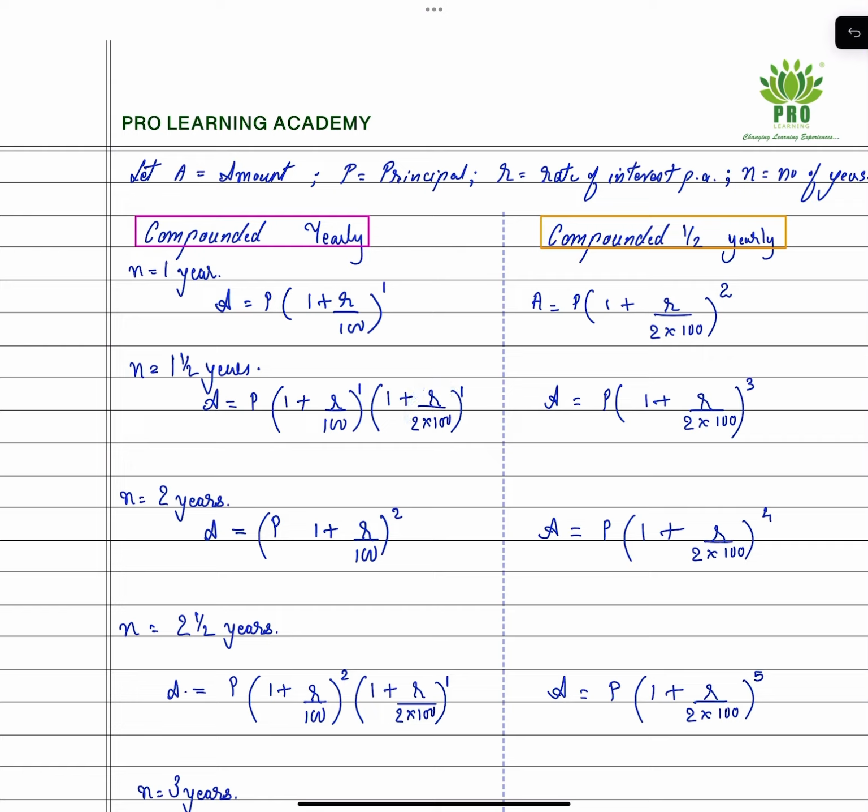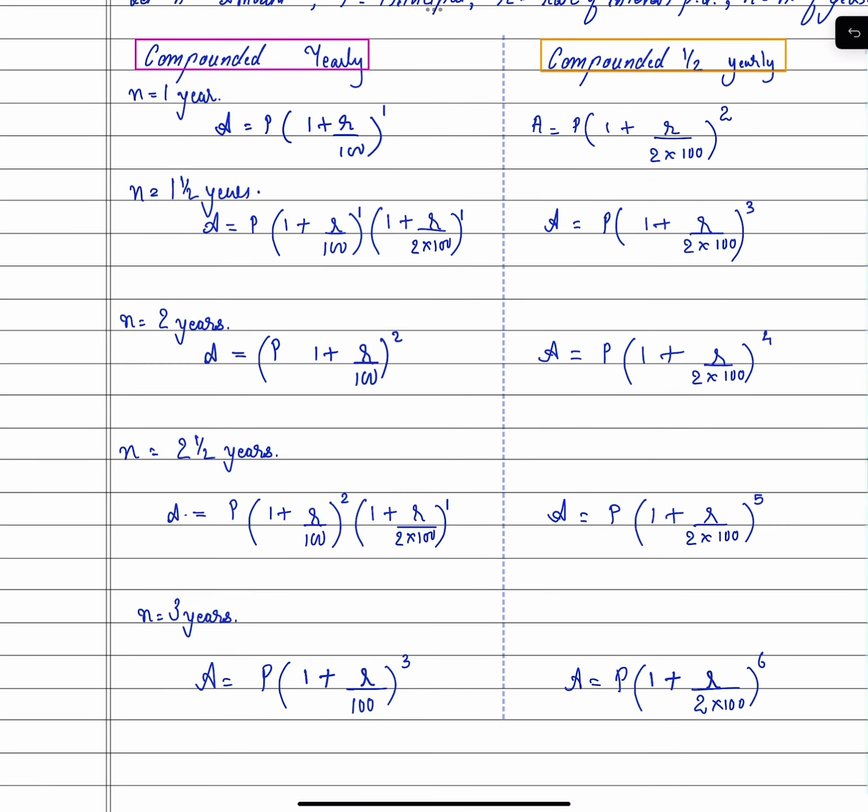And here we know in 1.5 years there's one period of 6 months. So my formula has become P times 1 plus R over 100 the whole power 1 times 1 plus R over 200 the whole power 1. If it is 2 years, then the exponent raises to power 2. If it is 3 years, the exponent raises to the power 3. If it is 2.5 years, the exponent is raised to the power 2, and this gives you for the rest, half the period, half the year.